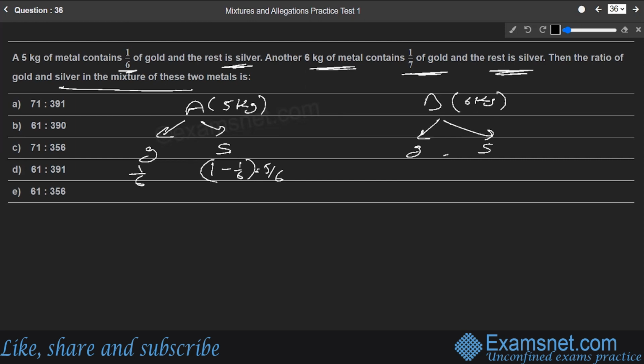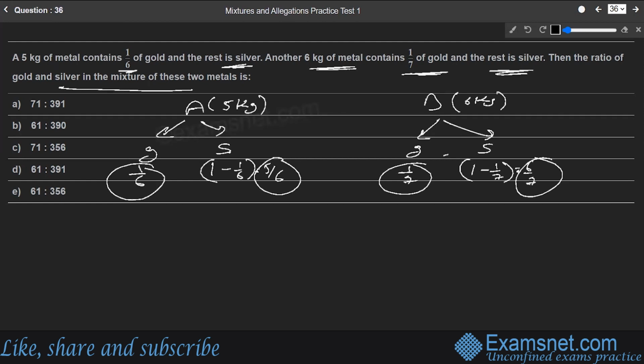They say in the 6 kg, gold is 1 by 7 part. So how much should be the silver part? That is 1 minus 1 by 7, which is nothing but 6 by 7. So these are the parts available: 1 by 6 and 5 by 6, gold and silver in the first one, and 1 by 7 and 6 by 7, gold and silver in the second one.